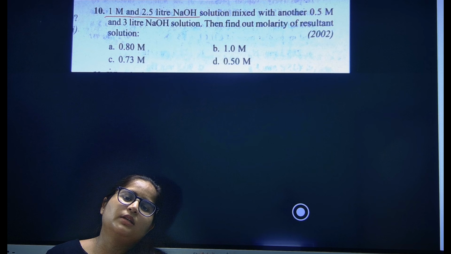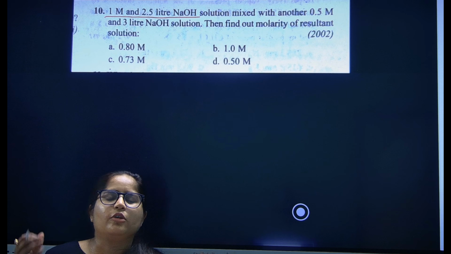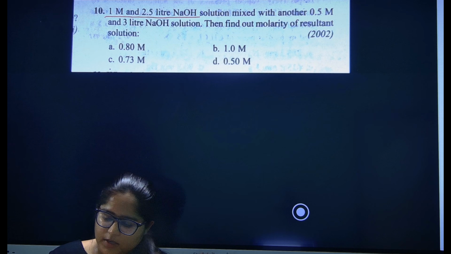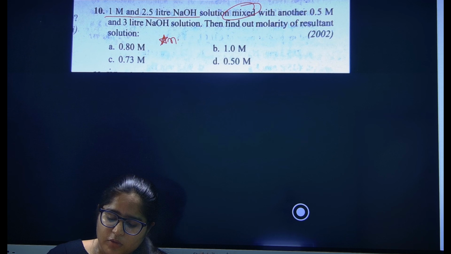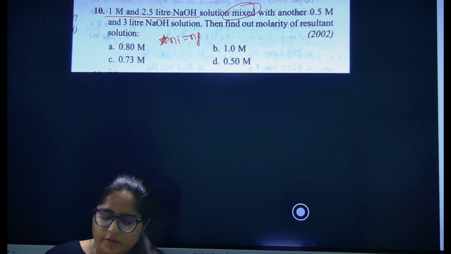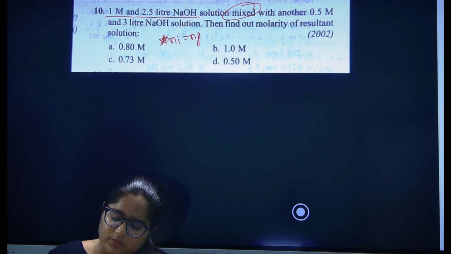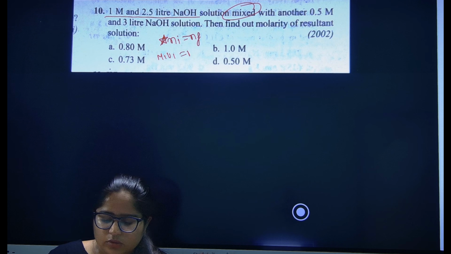Mole initial equals mole final. Those who have not studied from me, write down this star point: whenever it is a mixing question, mole initial equals mole final. And if molarity is given, how do we find the mole? M1 V1 equals M2 V2.